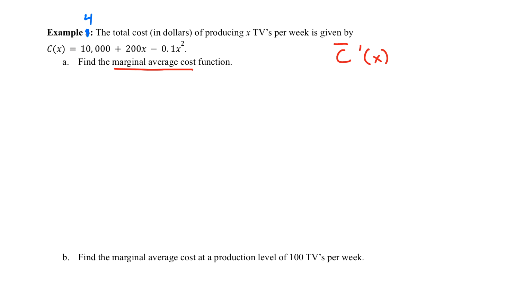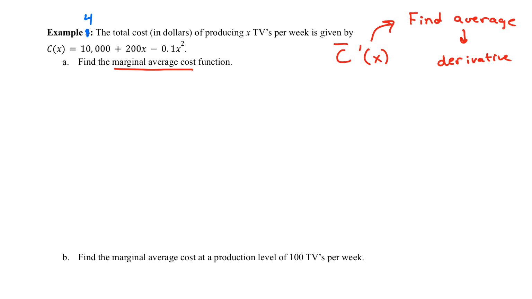All I have is C of X. So the first thing I'm going to have to do is find the average cost function, and then once I have that, I can take my derivative. I have to do the problem in these 2 steps. I can't switch them around. I can't take the derivative first and then find the average cost function by dividing by X. It would make our calculations a little bit easier, but that wouldn't be telling us what we needed to know. So we have to do the problem in these steps.